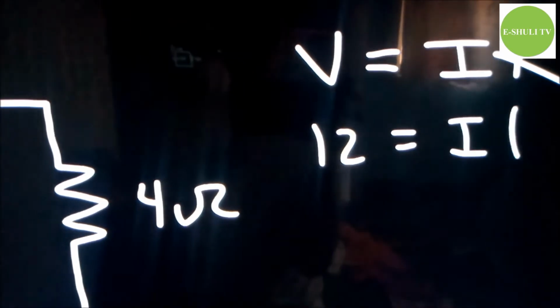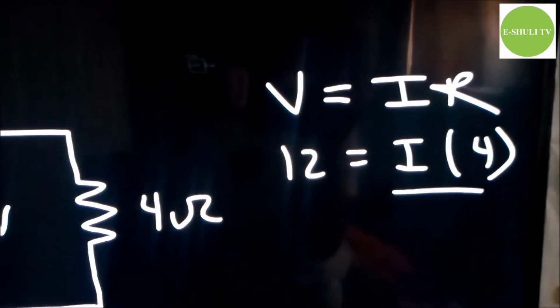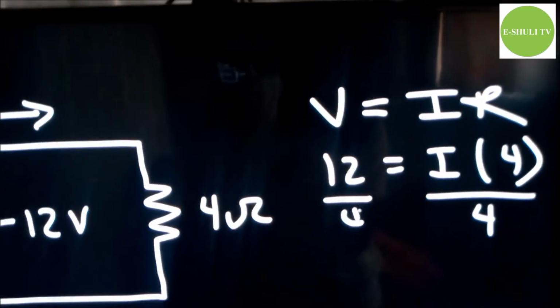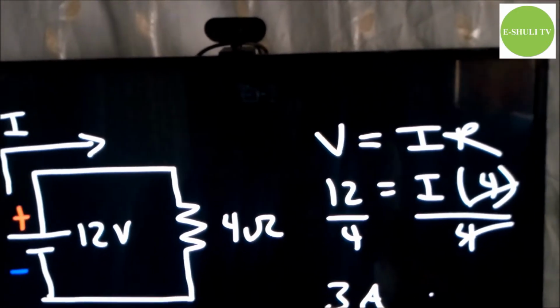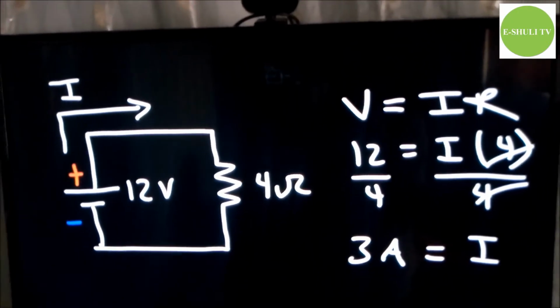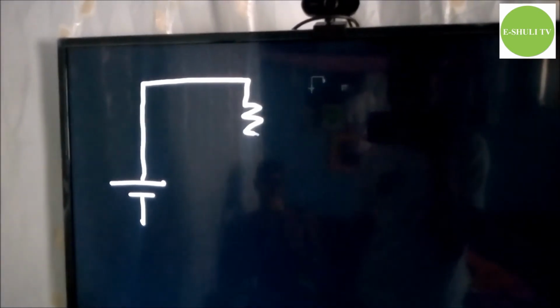Here you see voltage is, as we saw above, voltage is equal to current times the resistor. So we have 12, which is equal to current times 4. Then the current will be equal to 3 amps or 3 amperes.